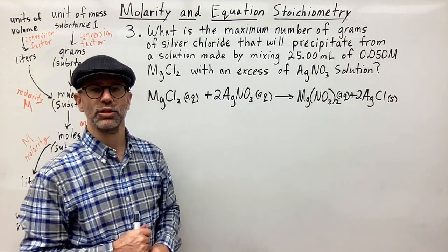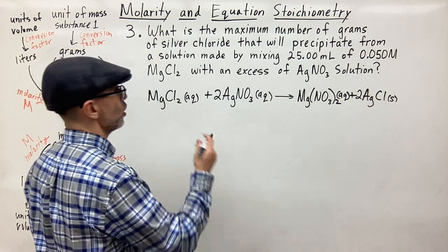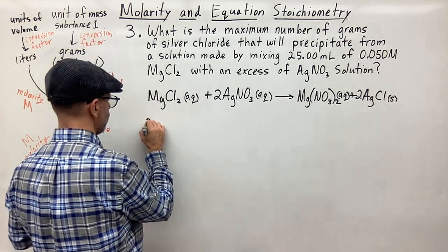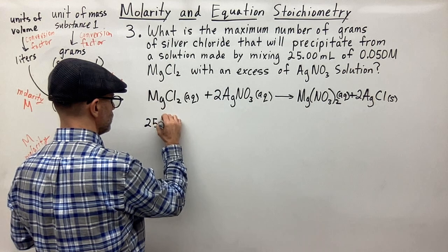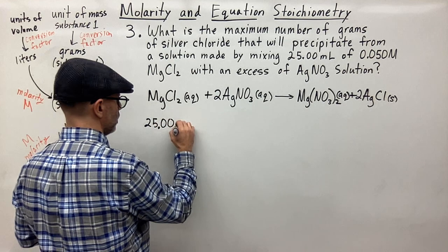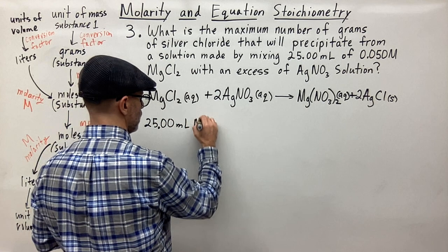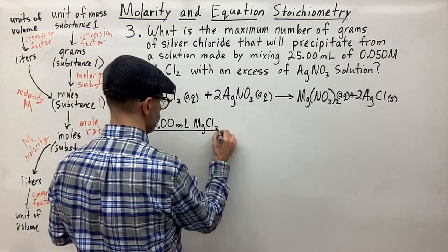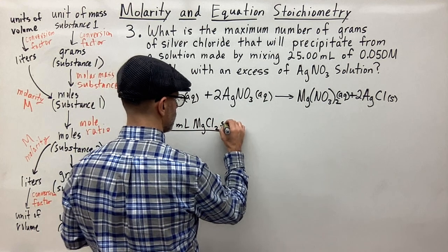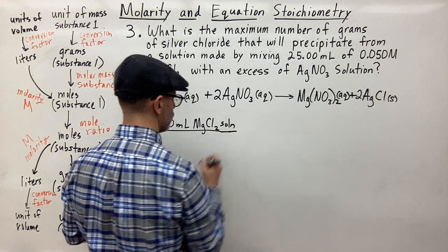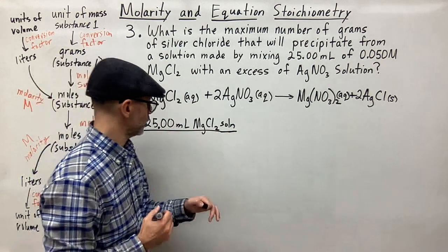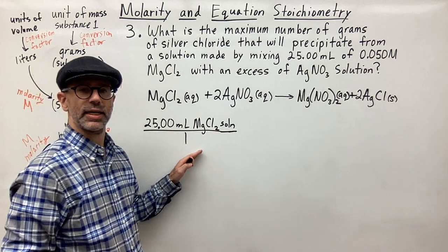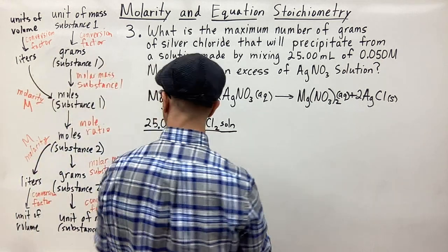Now we can go ahead and do the stoichiometry. So again, I'll start with the 25.00 milliliters of the magnesium chloride solution. Well, we can put in solution in here, to make sure that we're talking about the solution. And then that's going to be over 1. And so the next thing is to convert to what?